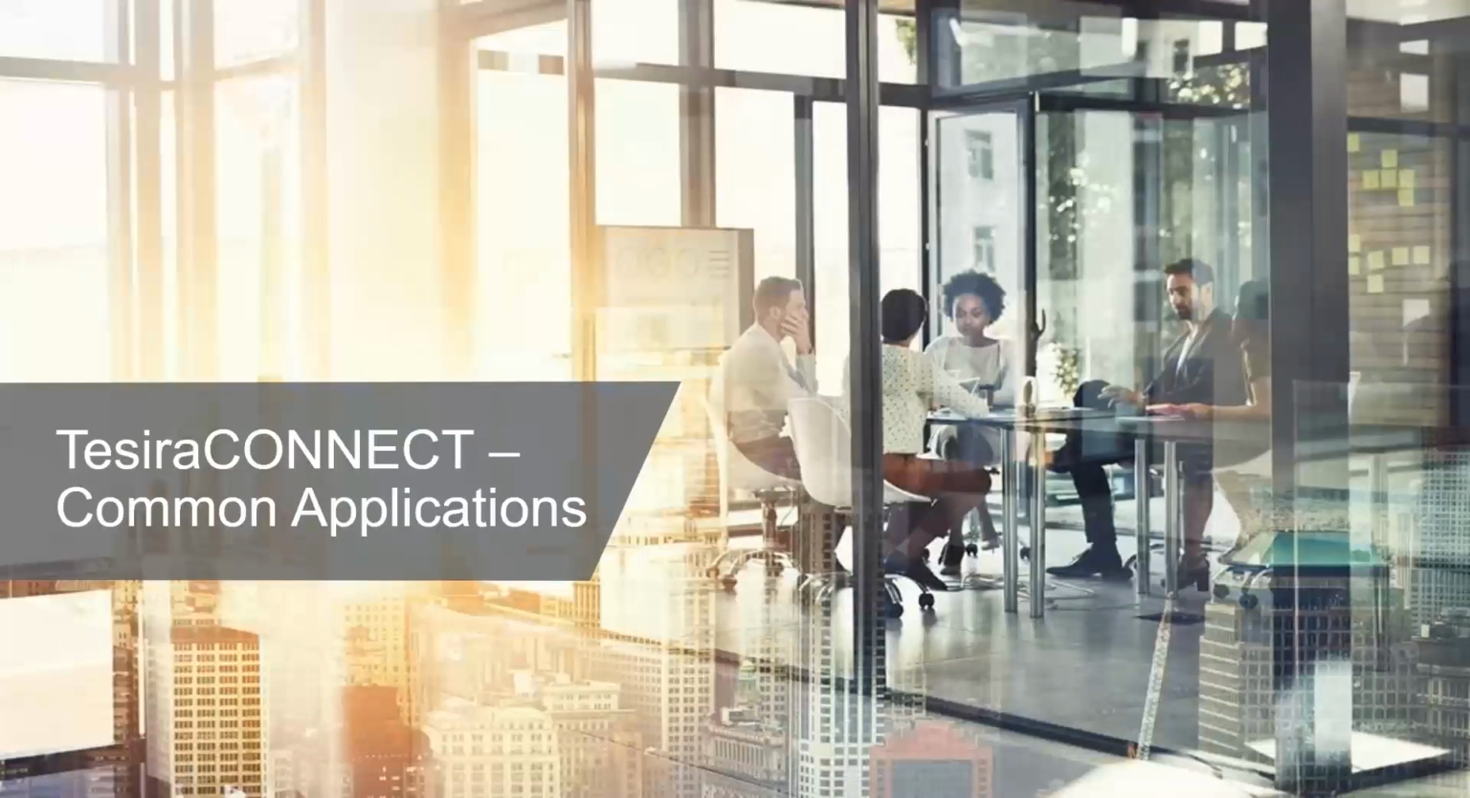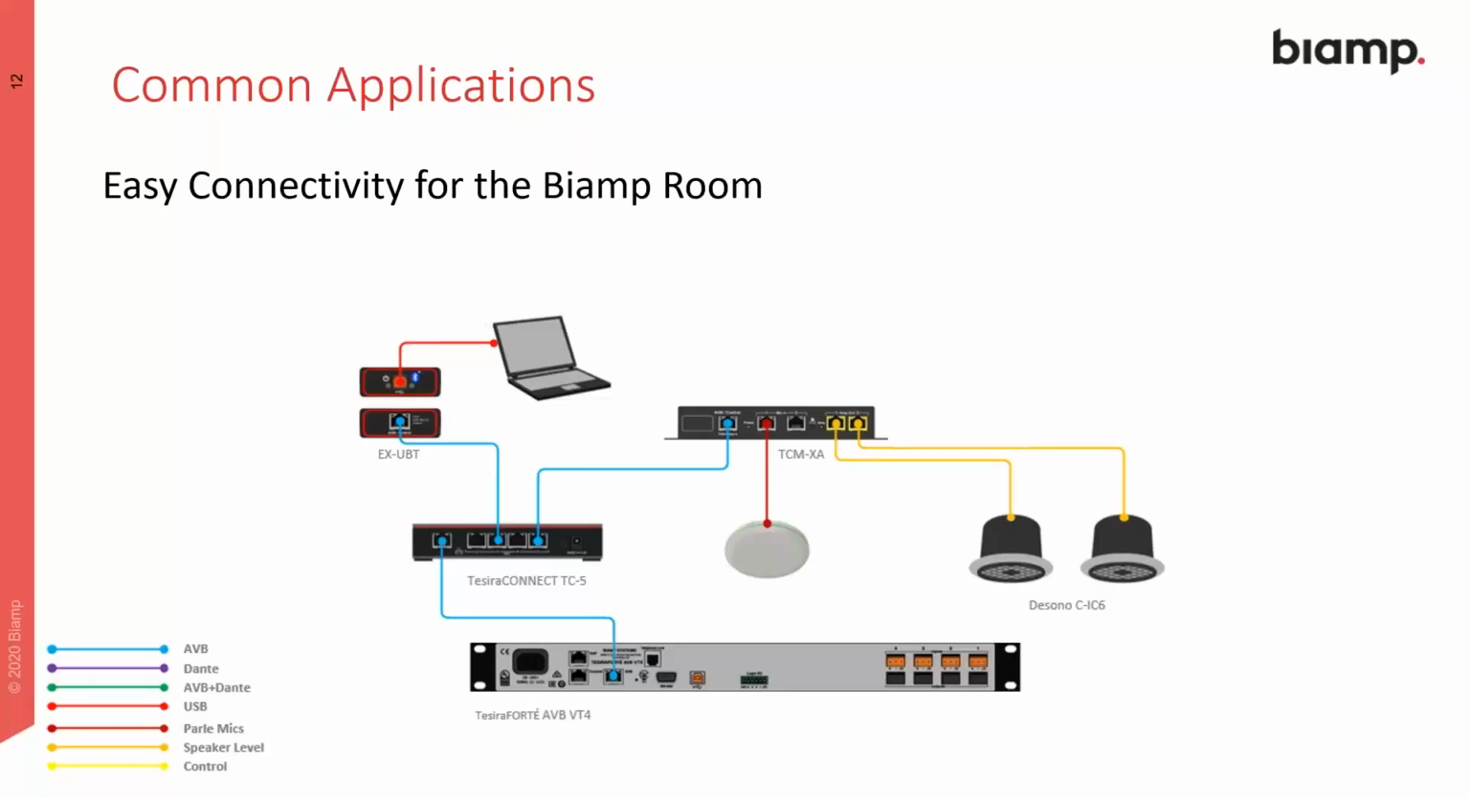Okay, so now we're going to talk about TesiraCONNECT common applications: when to use it and how to use it. For the TesiraCONNECT 5, the normal one, let's say you have this huddle room with two speakers and one TCMX microphone, our beam tracking microphone, and an EXUBT, because you want mute sync between Microsoft Teams or Zoom. You can just connect the USB port to your laptop and connect everything into the TesiraCONNECT 5, and you can have the connectivity from the AVB port of the VT4, and you will have a full system.